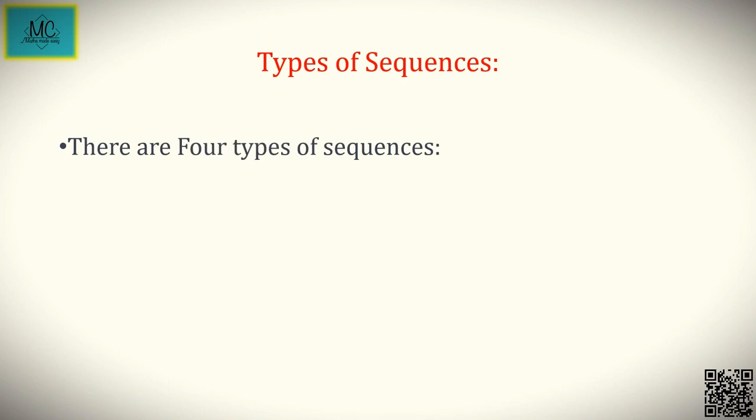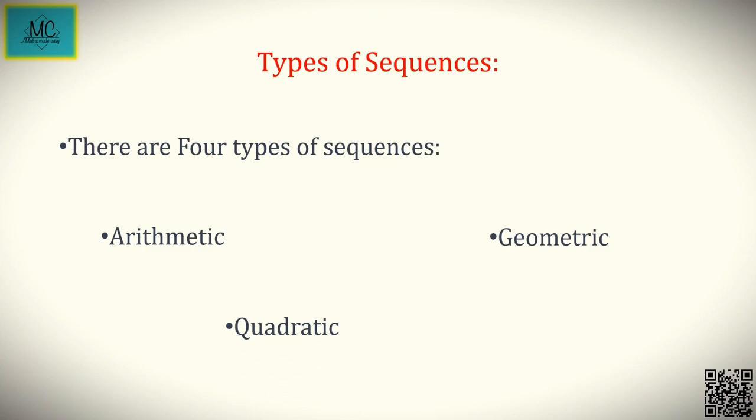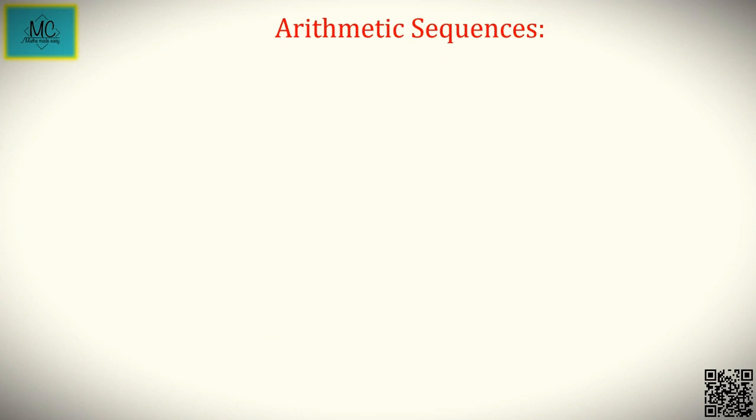There are actually four types of sequence. Number one is arithmetic. Second is geometric, third is quadratic, and the fourth one is a special one, which is a compilation of the three sequences altogether. Now let's start with the first one, the arithmetic sequence.